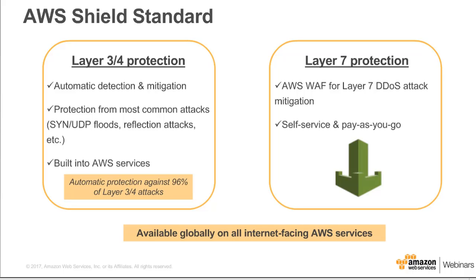So with AWS Shield Standard, you get automatic detection and mitigation for those layer 3 and 4 attacks. Like I mentioned, reflection attacks and SYN floods. These are things that when you build an application according to our best practices that we recommend, using services like CloudFront, Route 53, ELB, and ALB, are automatically mitigated. And that accounts for 96% of the most common attacks. Then for layer 7 attacks like HTTP floods, you have the AWS WAF.